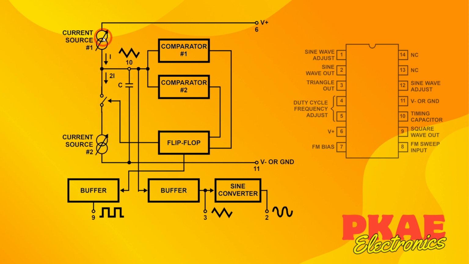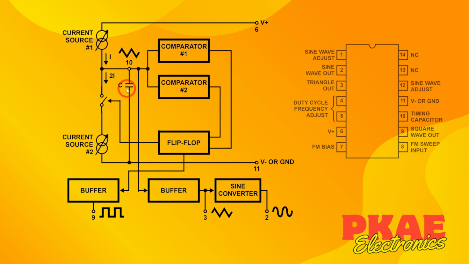Now you're probably thinking, well, actually you're still charging here and discharging here. How's that going to work? Well, you can see here, this charges at a rate of I and this discharges at a rate of 2I. So therefore you are actually discharging that capacitor at a rate of I. So the charge and discharge rate will be equal. And that's how you get this nice even triangle wave.